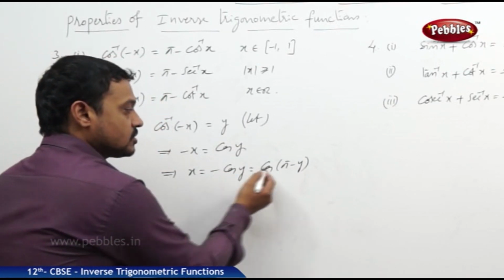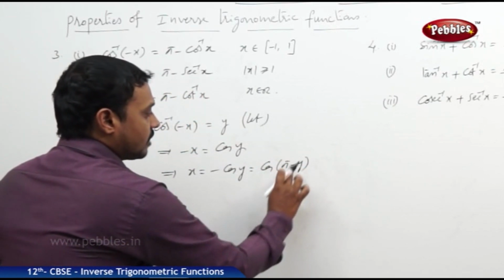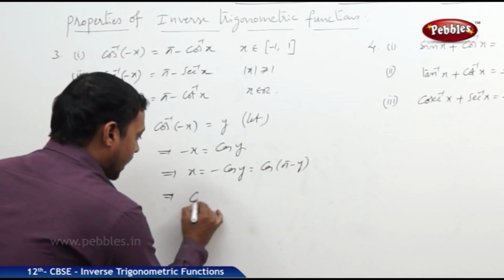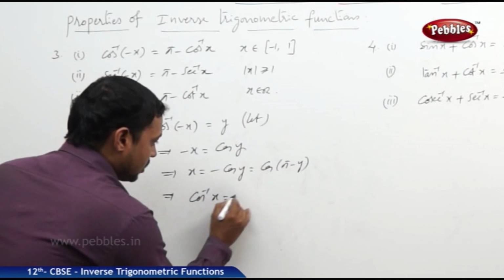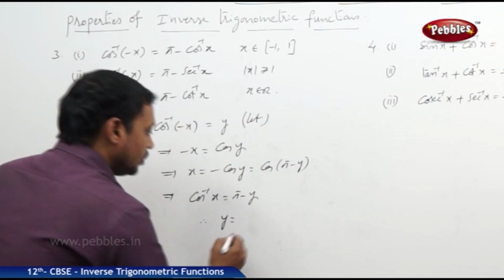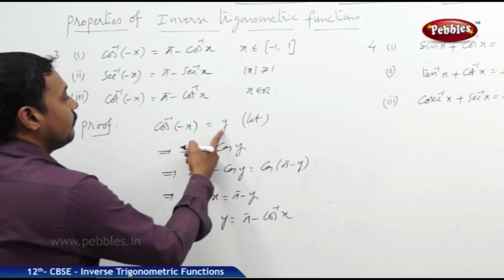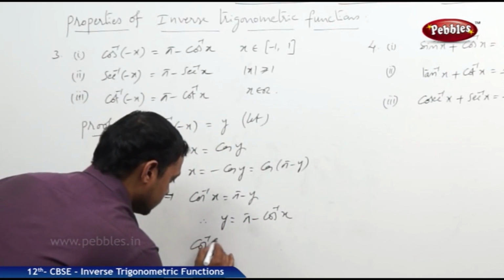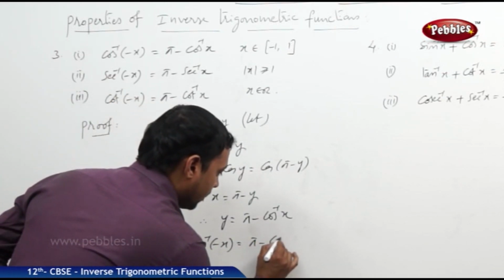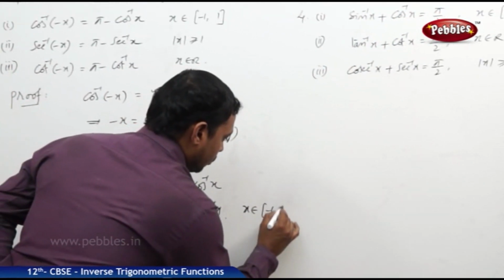In the same way, minus cos y is equal to cos of pi minus y, and pi minus y is completely in the interval 0 to pi. That means it is in its principal domain. Hence, we can write cos inverse of x is equal to pi minus y. Therefore, y is equal to pi minus cos inverse x. But what is y? y is equal to cos inverse of minus x. So, finally, cos inverse of minus x is equal to pi minus cos inverse x for every x belonging to minus 1 to 1.